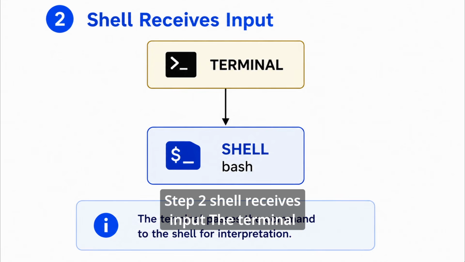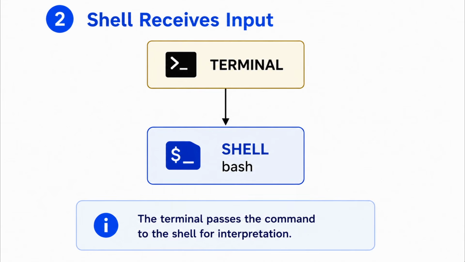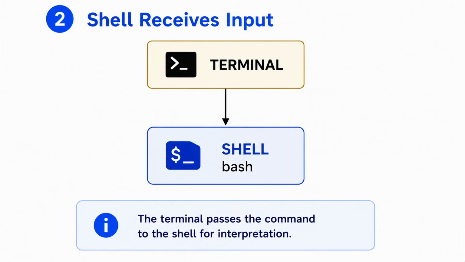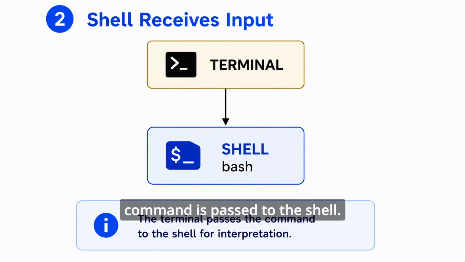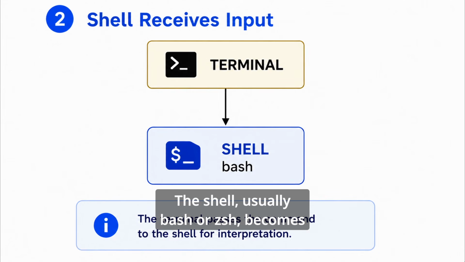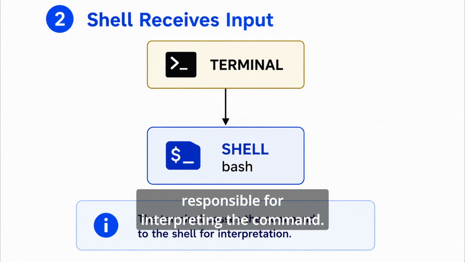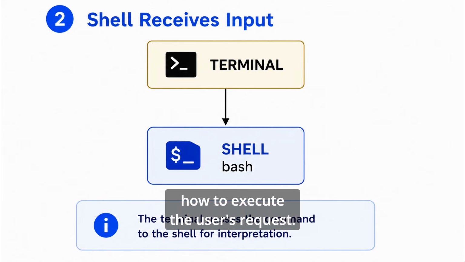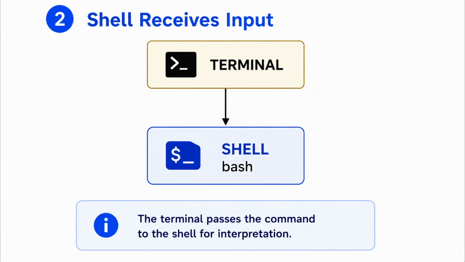Step 2. Shell receives input. The terminal itself does not execute commands. Its job is only to display text and collect keyboard input. When enter is pressed, the command is passed to the shell. The shell, usually bash or zsh, becomes responsible for interpreting the command. The shell now begins deciding how to execute the user's request.